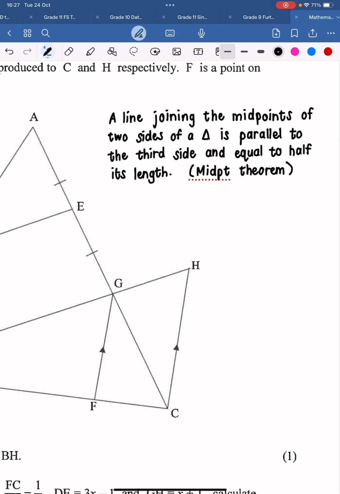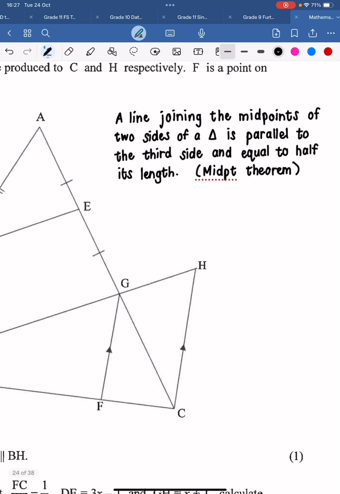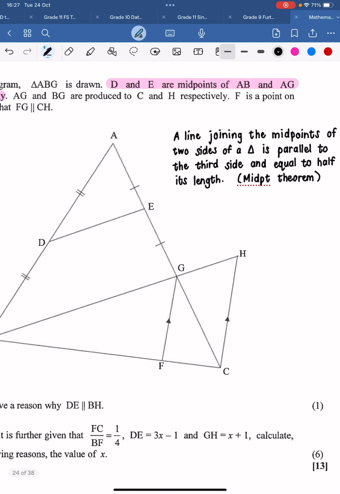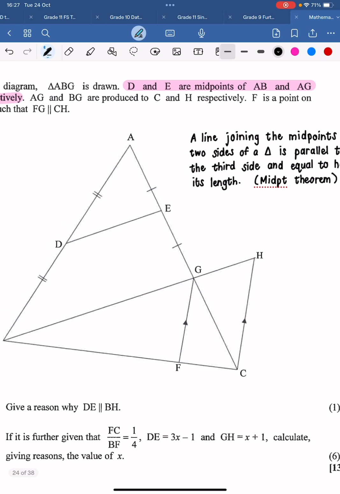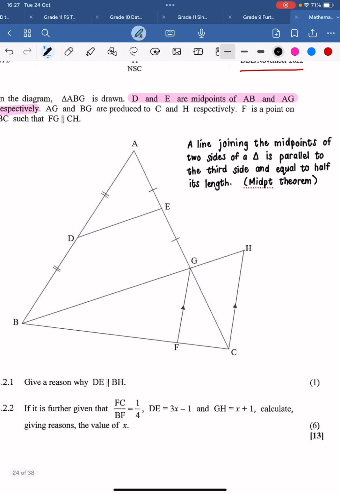All right, let's get back to this one. A line joining the midpoints of two sides of a triangle. So that is actually what we have in this case, because they are telling us, and they're also showing us on the picture, that D is the midpoint of AB, and then E is the midpoint of AG.